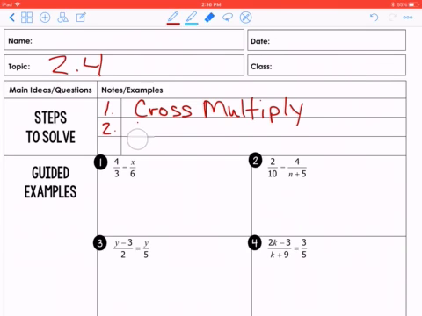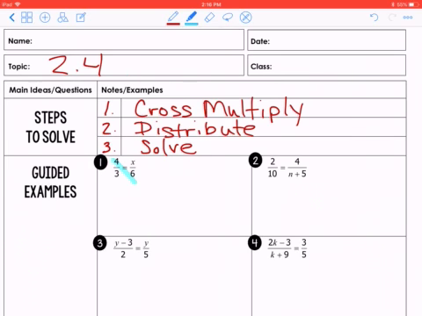Now this is only if necessary. You will not always have a distributive property, but if there's parentheses, you're going to have to distribute. And then step three will be to solve for your variable, okay? And that's still doing our inverse operations. So if we jump right in and do a couple examples.